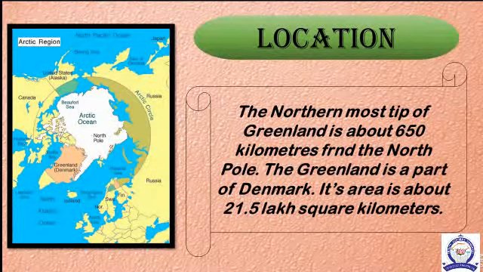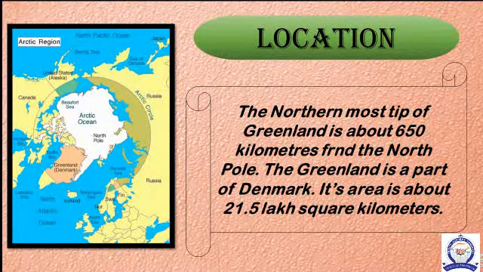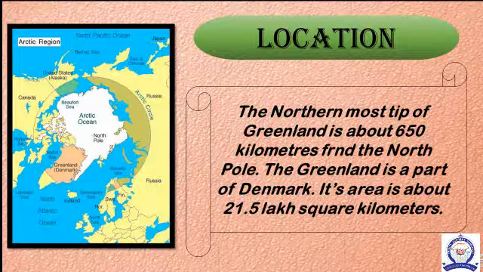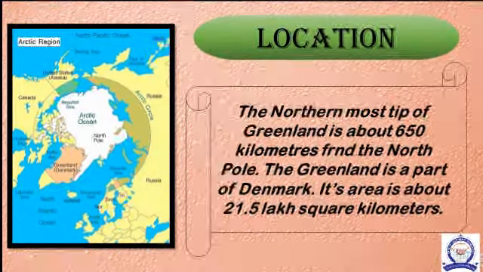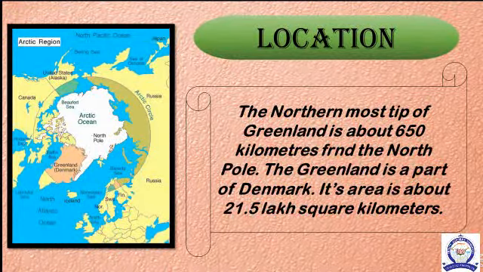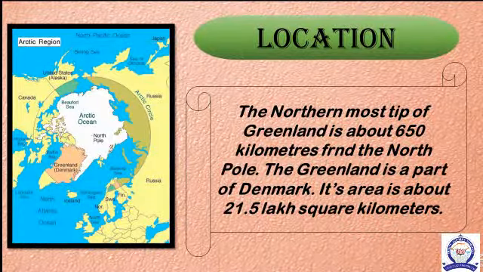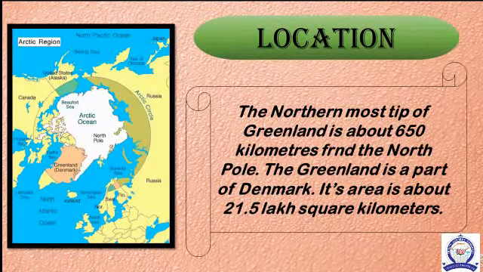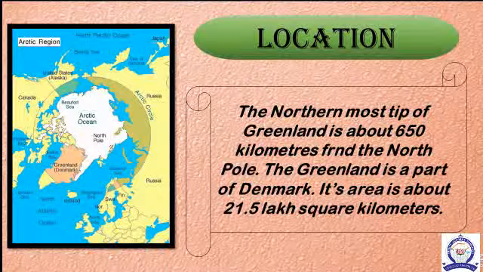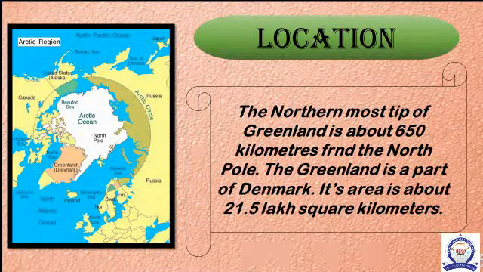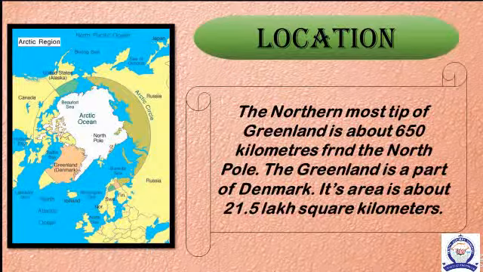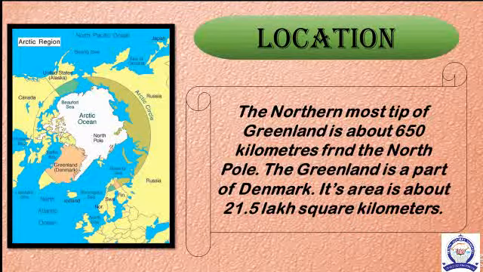The Baffin Bay and the Davis Strait separate Greenland from the northern island of Canada. The northernmost tip of Greenland is about 650 kilometers from the North Pole. Greenland is a part of Denmark. It covers an area of about 21.5 lakh square kilometers. More than two-thirds of the island is located north of the Arctic Circle.